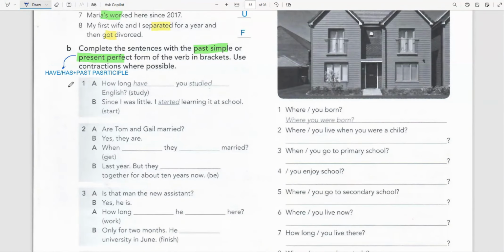So let's do that. Number one, how long have you studied English? That means that guy is still studying English. So we're asking from a guy who is still studying English. That's why, how long have you studied? I'm giving it present perfect. And then the answer is since I was little. So the guy started when he or she was little and still studying. I started learning it at school. So at school, we're referring to the past time. That's why I must use here past simple.